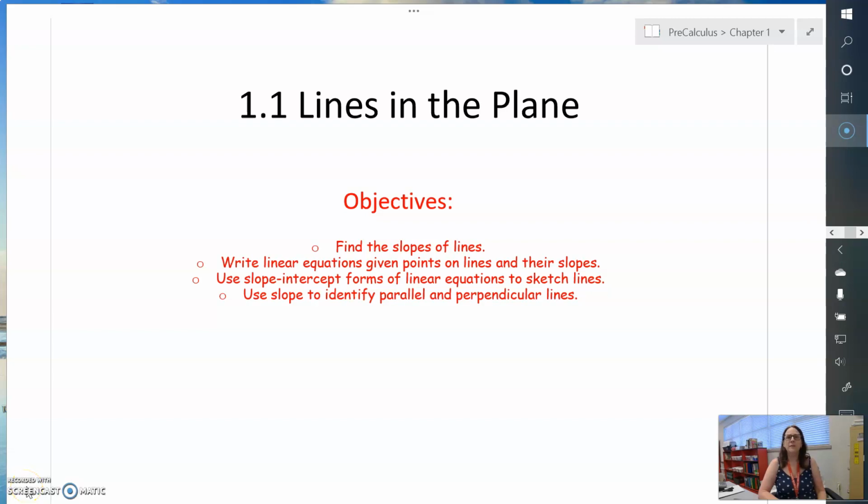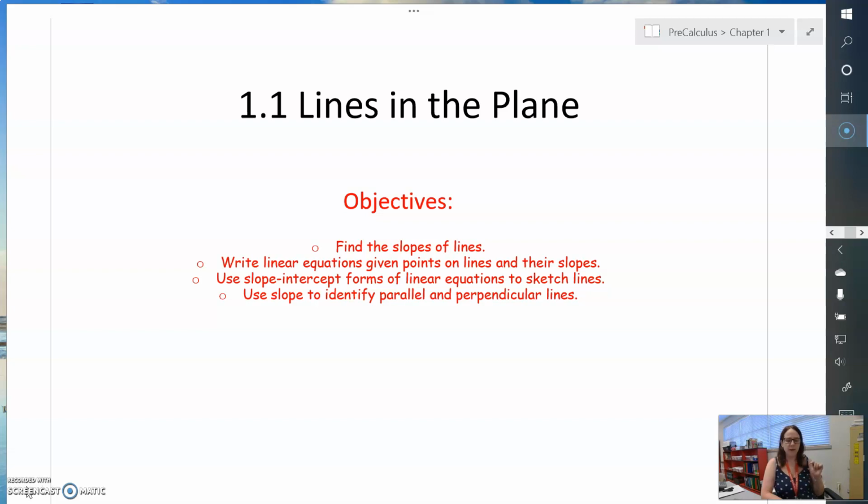So hello, this is Mrs. Snook with section 1.1, lines in the plane. And the objectives for the lesson is to be able to find the slopes of lines, to write linear equations given points on the line and their slope.